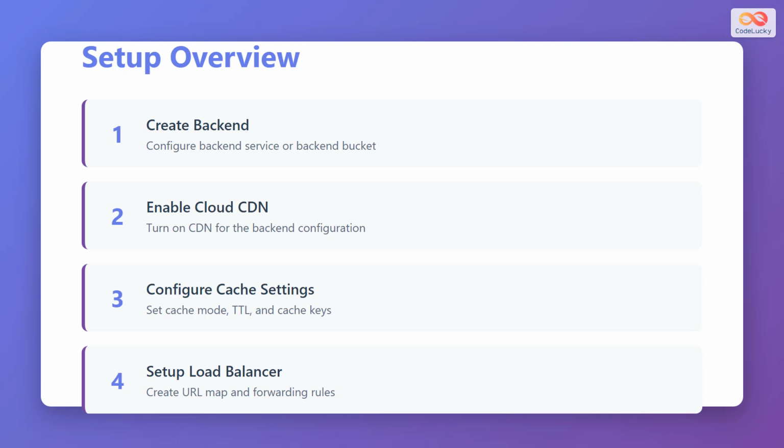Setting up Cloud CDN involves 4 main steps. Step 1 is to create your backend, which means configuring either a backend service or a backend bucket depending on your content type. Step 2 is to enable Cloud CDN by turning on the CDN feature for your backend configuration. Step 3 is to configure cache settings, where you set the cache mode, TTL values, and customize cache keys based on your requirements. Step 4 is to set up a load balancer by creating a URL map and forwarding rules that route traffic to your Cloud CDN-enabled backend.